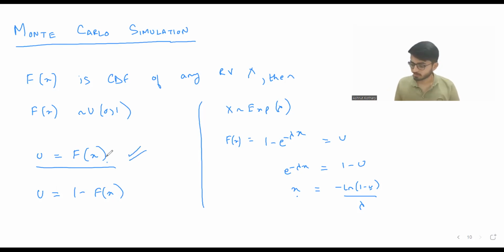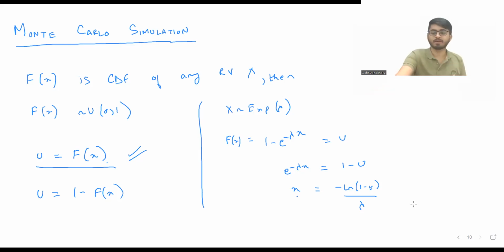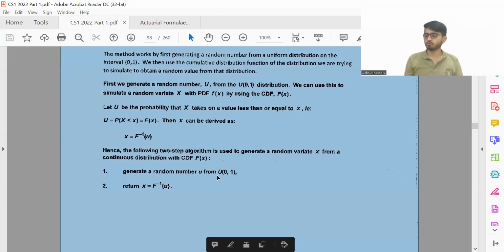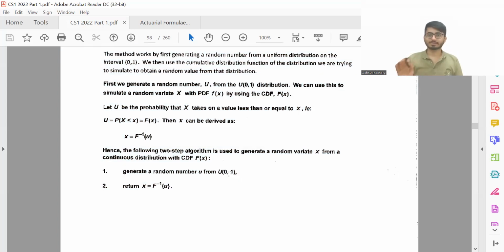If I take a look at the material itself, they have written the algorithm over here. The following two-step algorithm is used to generate a random variate x from a continuous distribution with CDF Fx. Generate a random number u from uniform 0, 1; this would be given in the examination. Return x equal to F inverse of u. If u was Fx, then x can be written as F inverse of u. And you might ask why they have written it in the form of return. When you're coding, this is the sort of syntax you use. Return means this is the value you should give out as the output.